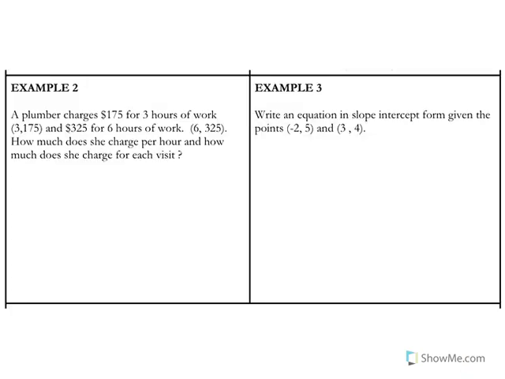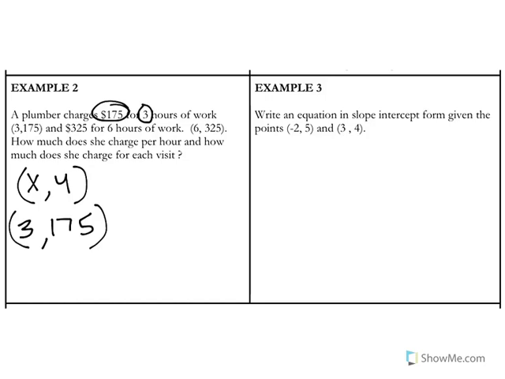All right, so let's look at some examples. You want to do these along with me, pause, and make sure that you have them written carefully on your paper. They're going to help you with the rest of this objective. So a plumber charges $175 for 3 hours, okay? Hours is always x because it's something that we control. We decide how many hours of work to do. So that's 3, 175. And she charged $325 for 6 hours. And there you can see 6, $325. How much does she charge per hour? And how much does she charge for each visit?